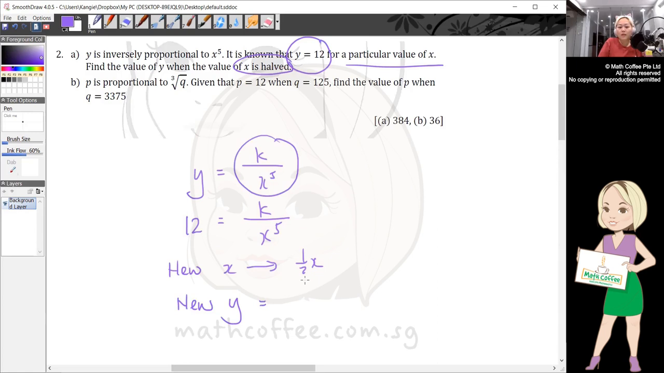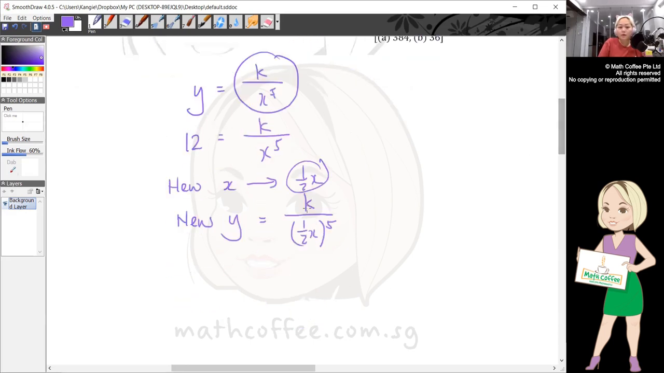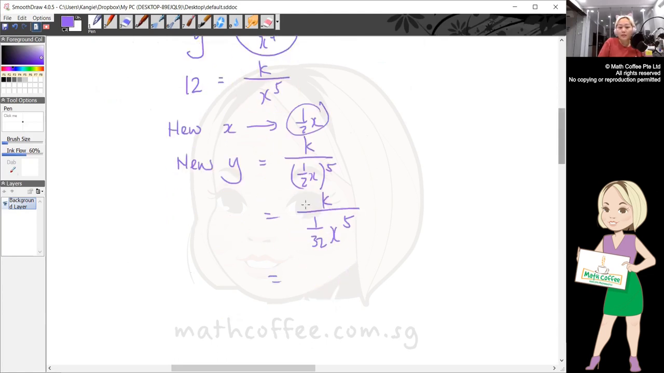So the new y will be equal to k over x to the power of 5. The formula is x to the power of 5. Now my x is this, so I'm going to put this inside. So it becomes k over (1/2 x) to the power of 5. How we're going to do this is, this means 32 multiplied by k over x^5. When you press the calculator for this one, the denominator represents 1 over 32, so it's just 32 multiplied by k over x^5.